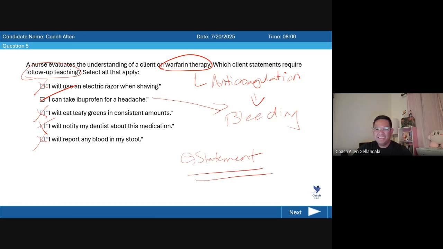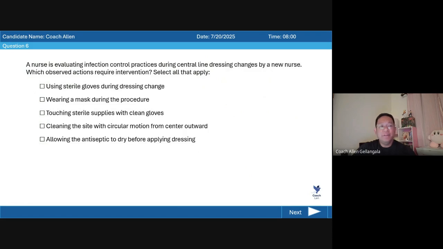Okay. Now, let's go to the last five questions. Question number six. A nurse is evaluating infection control practices during a central line dressing change by a new nurse. Which observed action requires intervention? So from a negative statement, we are now looking into a negative action. Okay, we're looking at a negative action question.